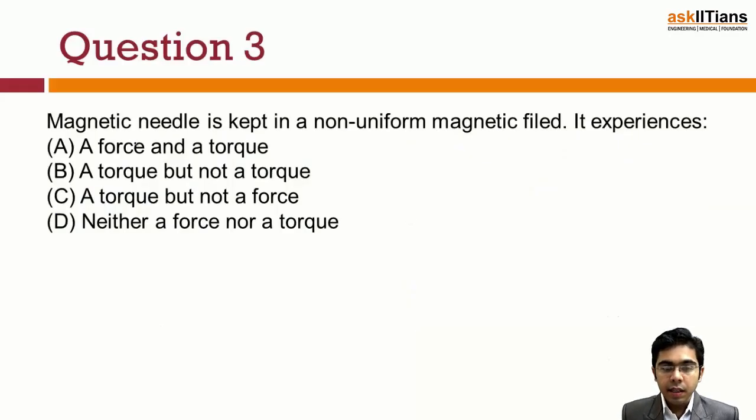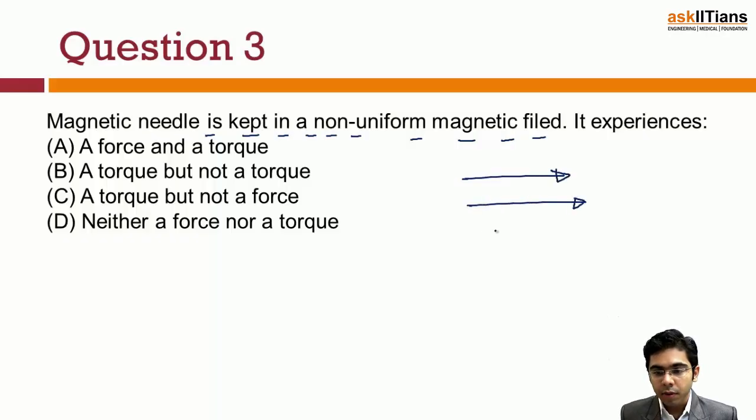A magnetic needle is kept in a non-uniform magnetic field. It experiences... Up till now what we have studied, let's say these are the magnetic field lines, and this is a uniform magnetic field, and a bar magnet is being placed in the uniform magnetic field. Let's say this is north, this is south.